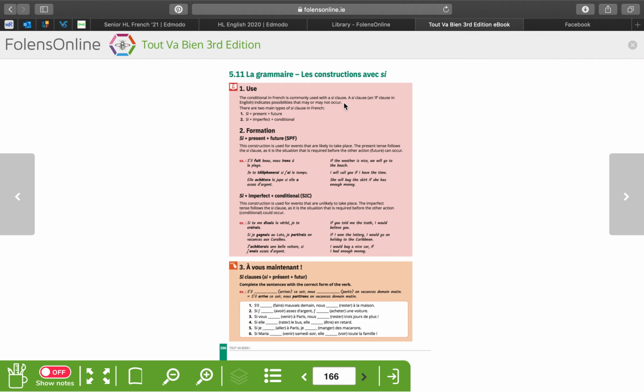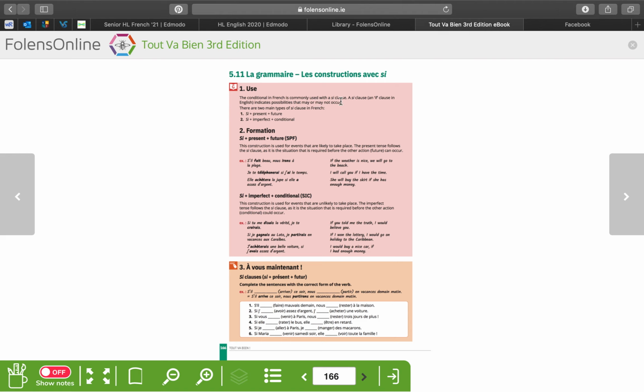Okay, obviously we can have sentences that use if that are not si clauses. You'll see what they look like in a minute. Okay, they're conditions that are dependent on each other. Okay, so an if clause in English. So it indicates possibilities that may or may not occur.